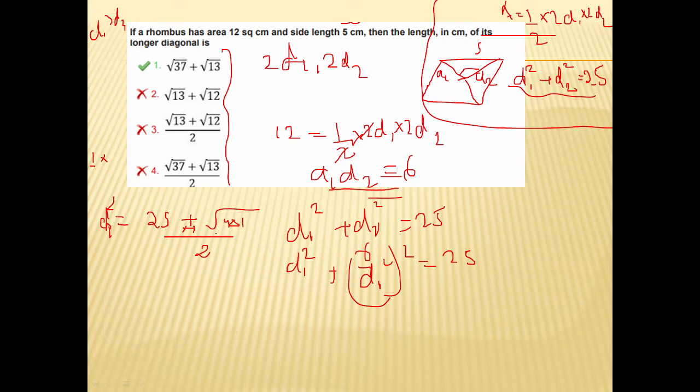So 25 plus root 481 by 2. See, what is the length of the diagonal? The diagonal is 2d1. Here it is d1 square. So what needs to be multiplied? 4. So this will be 4, and 4 will cancel 2, and this 2 will cancel, and here it will be 50, and so 50 plus this will be 50 plus 2 root 481.